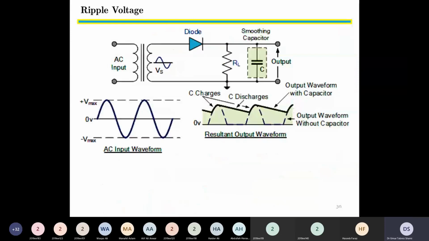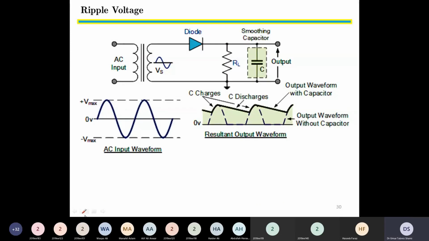So this is the same circuit, but in this circuit we have added a capacitor, which is connected in parallel with the load RL. The circuit is the same except for the addition of a capacitor.